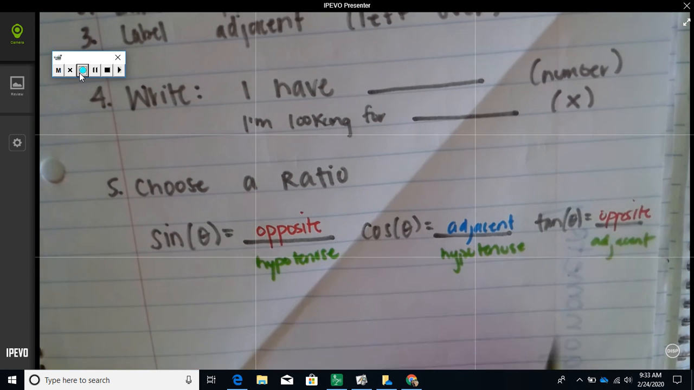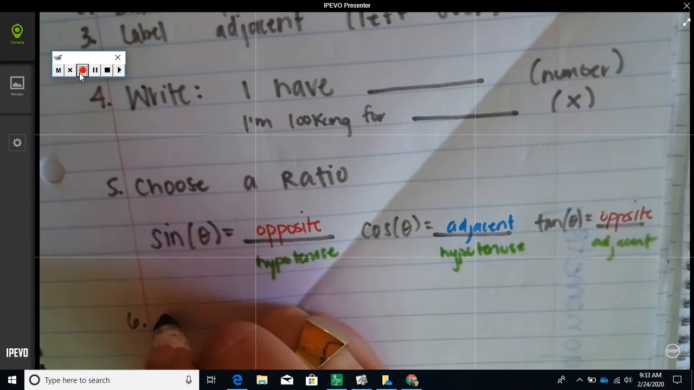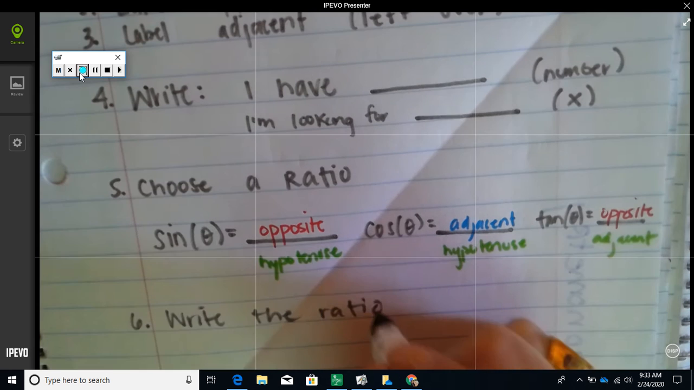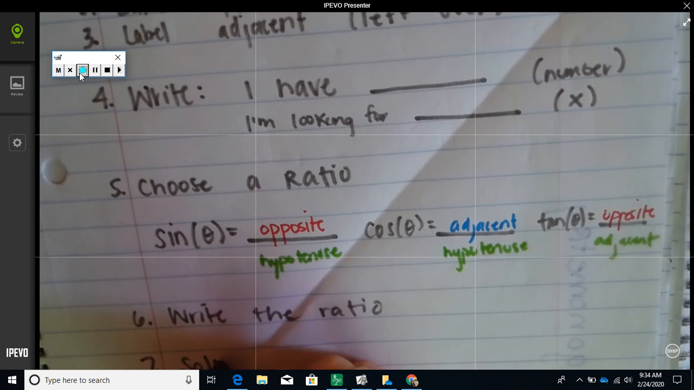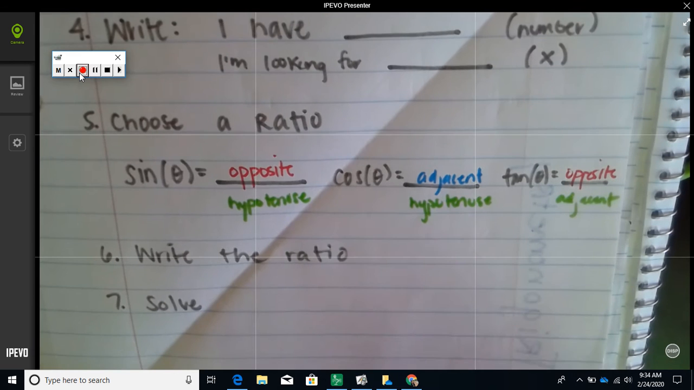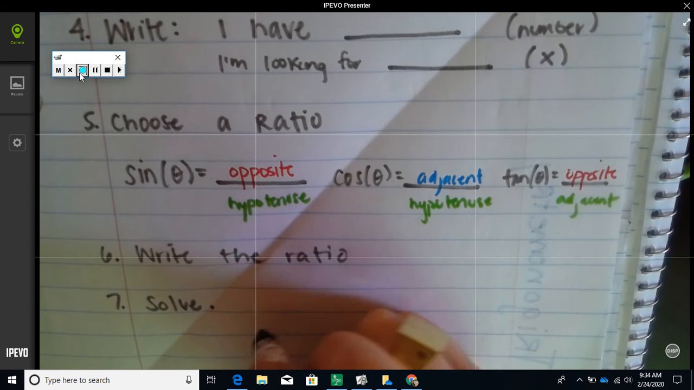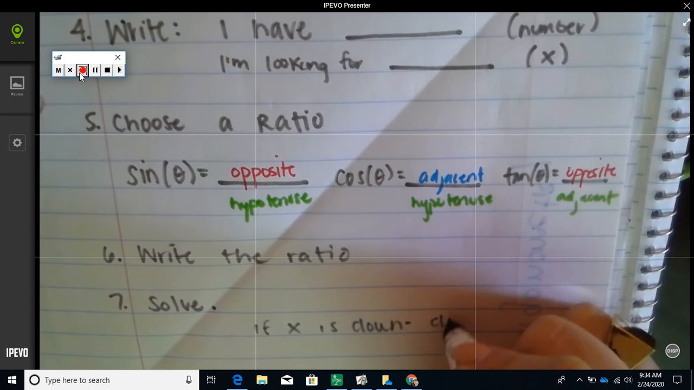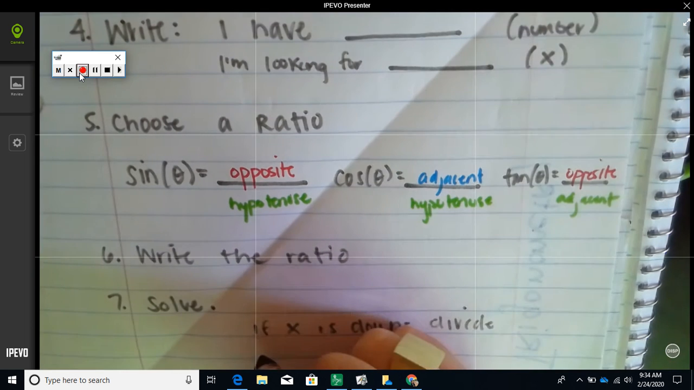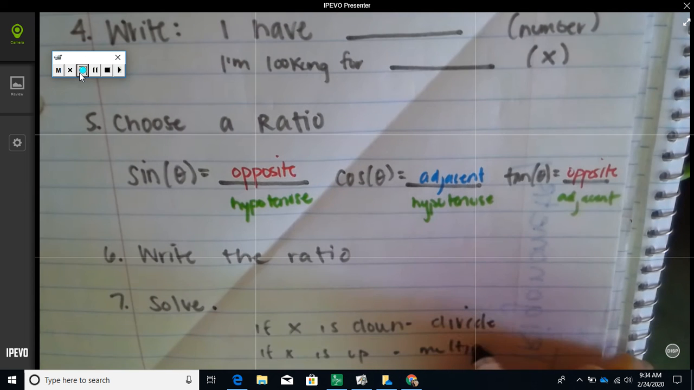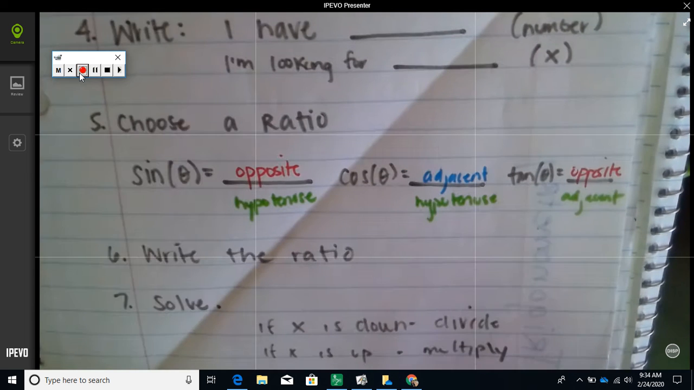Alright, once you pick a ratio, you're going to write the ratio. And then you're going to solve. That's the last step. Now, here's a quick way, kind of a shortcut, to solve. If x is down, D for down, D for divide. If x is up, you multiply. And we're going to do some examples. It might sound confusing. Once you see an example, I hope it'll clear it up.